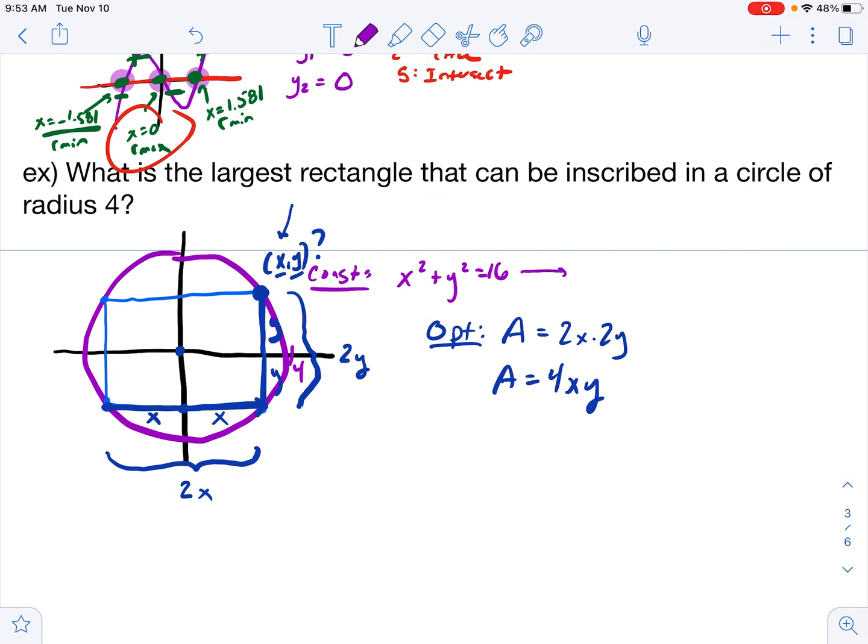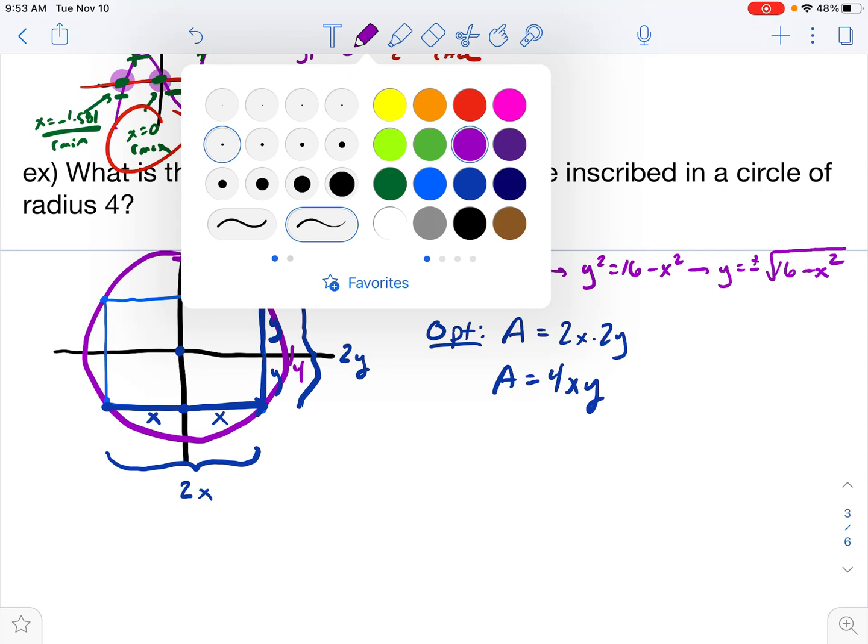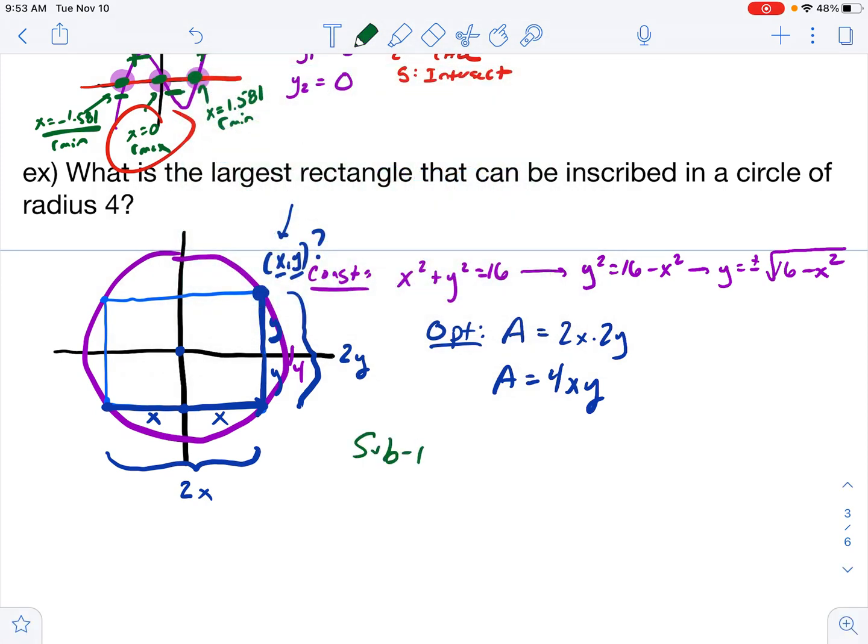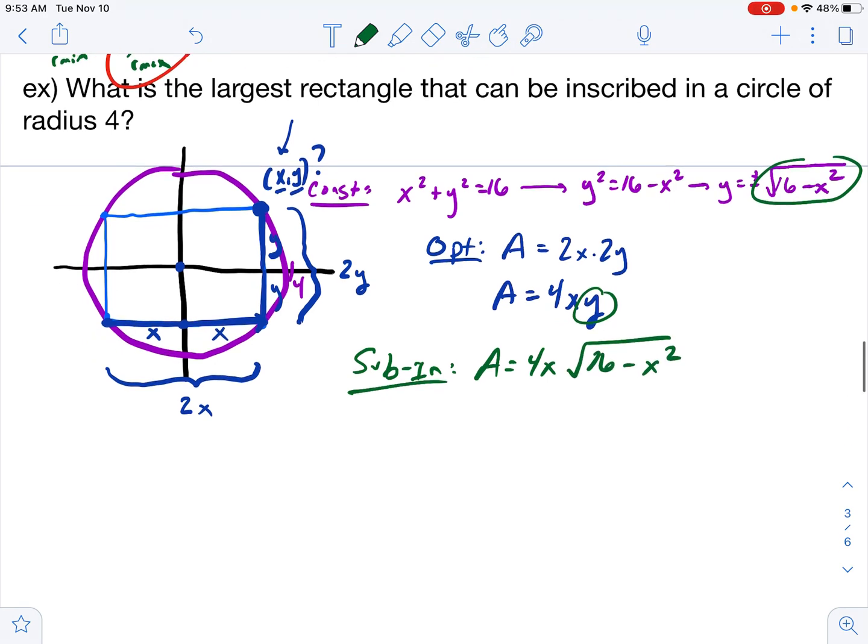Let's get something by itself up in the constraint. I guess I'll solve for y. Doesn't much matter here. And when we take the square root, it's the square root of this entire difference. It doesn't become 4 minus x, nothing like that, okay? It's not the square root of the individual terms. It's the square root of the entire difference, okay? And again, for convenience, I'm going to use the plus when I sub in. So subbing in to our optimization, I'll replace y with the positive version of the square root. Area equals 4x times y, which is now radical 16 minus x squared.